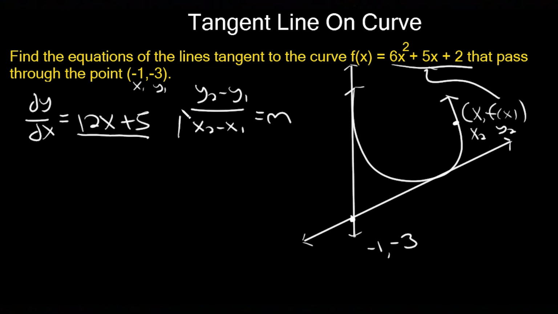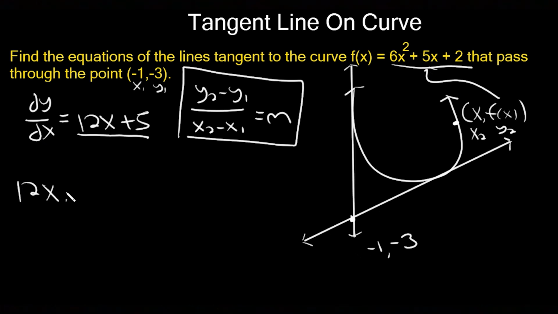And so now I'm going to plug it into this formula here, and we're going to see what happens, okay? So my y2 is f of x. Well, what is f of x? It's this whole part right here. So I'm going to say here, 12x plus 5, that's my slope, right, is equal to 6x squared plus 5x plus 2, and then minus y1. What's my y1? My y1 is a -3. So that becomes a +3 because of the 2 negatives. So I'm going to go ahead and put +3 here.